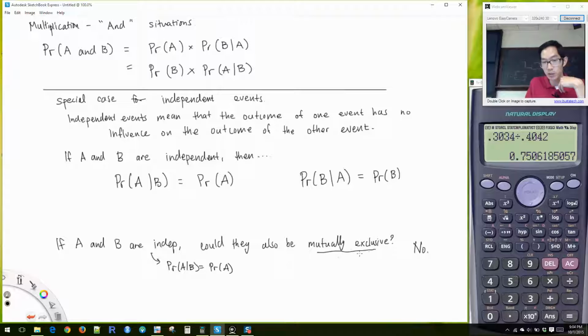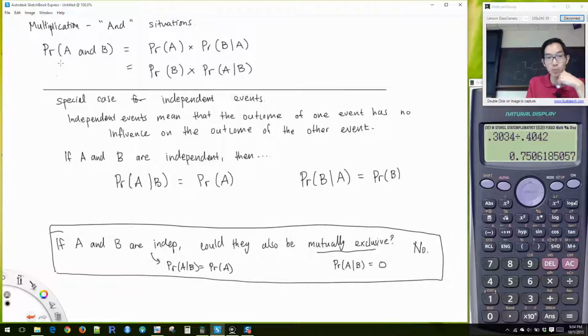If they are mutually exclusive, the probability of A given B is what? 0, right? Because if B has happened, A is now impossible. Independent means if B has happened, A doesn't care, okay? So we've got definitely distinct situations there. Anyway, this is kind of an aside.